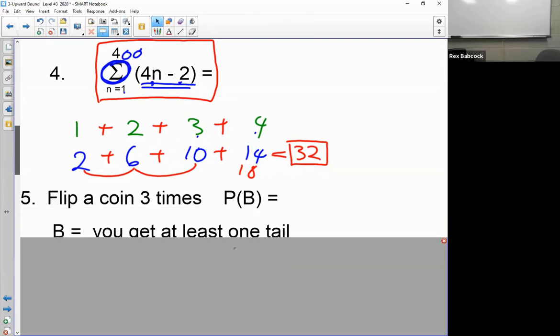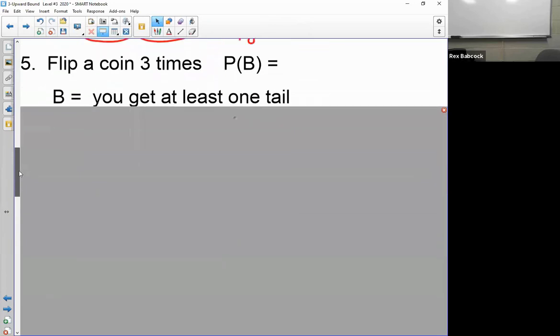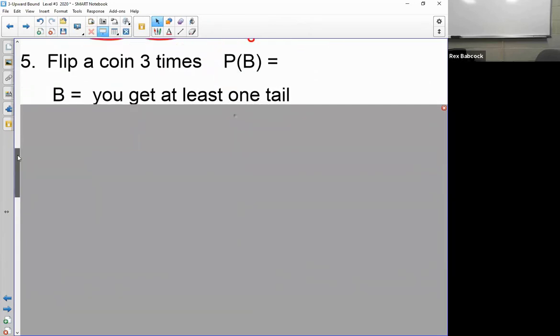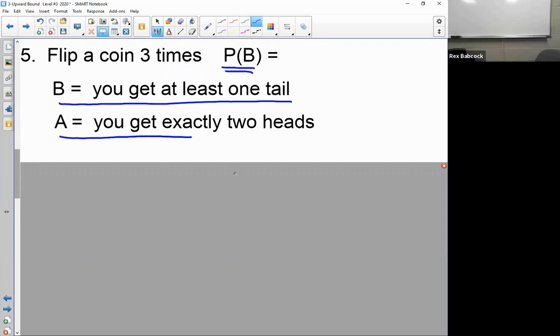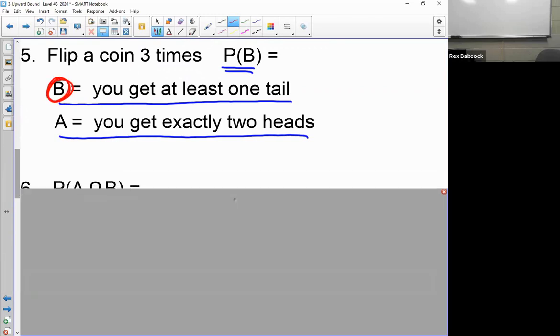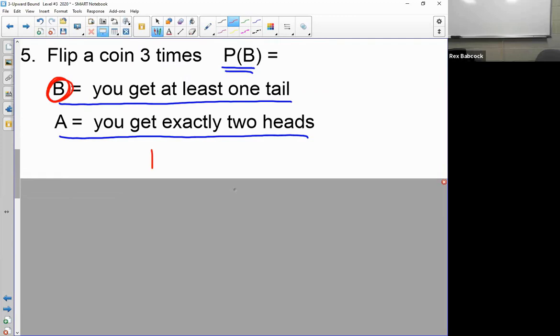Well, let's look at another example. It's been a while. It says you flip a coin 3 times. What's the probability of B? And B is you get at least 1 tail. A is you get exactly 2 tails. Well, I'm looking at this one right here. Probability seems simple enough on it.